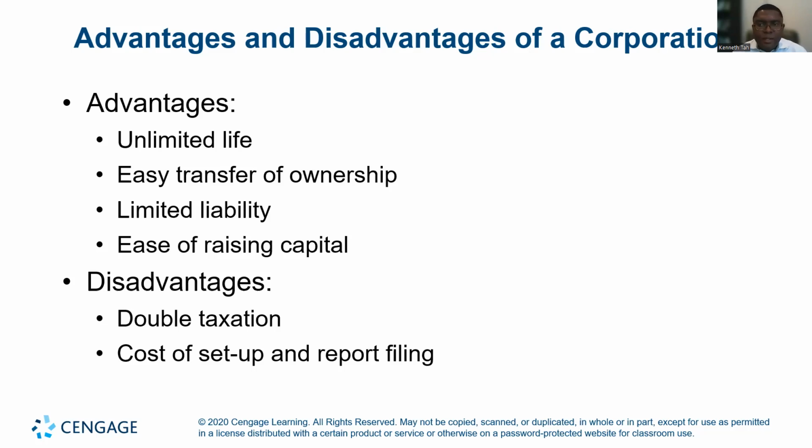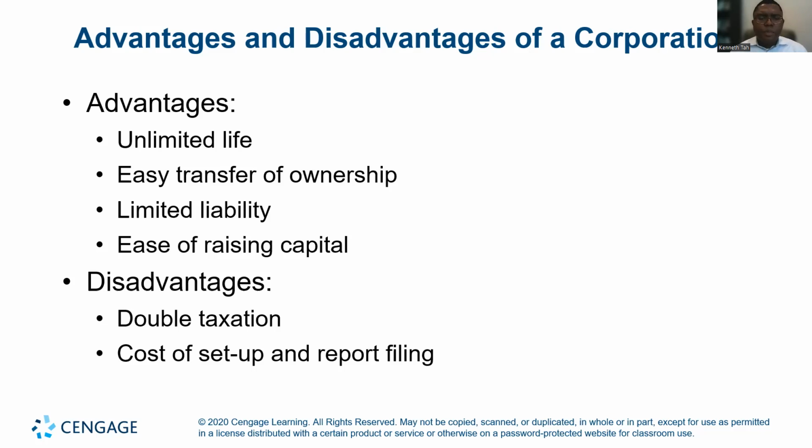The disadvantages of a corporation: number one, there is double taxation. Double taxation is a huge disadvantage. A corporation pays corporate tax. So from the perspective of the shareholder, once a corporation makes profit, it needs to pay taxes to the government. Then if it pays dividends to shareholders, shareholders need to pay taxes on the dividends they have received. So there is a corporate tax and then there is a personal income tax. That is double taxation.